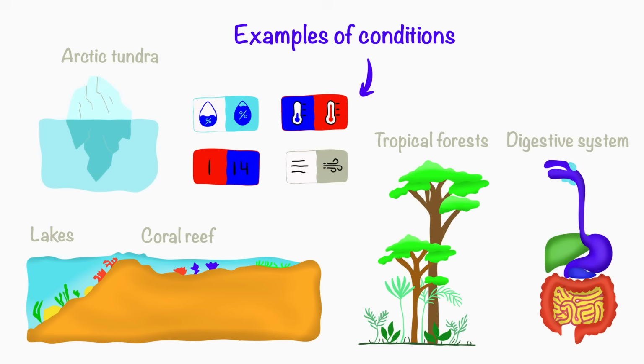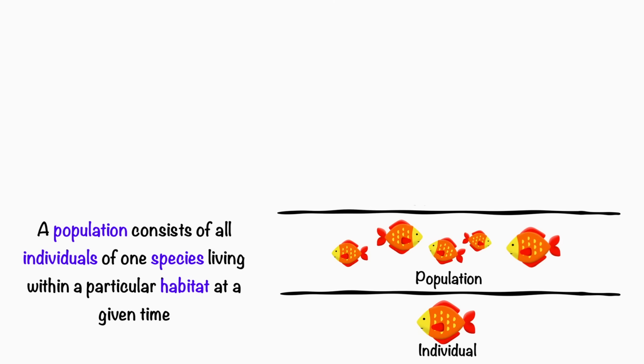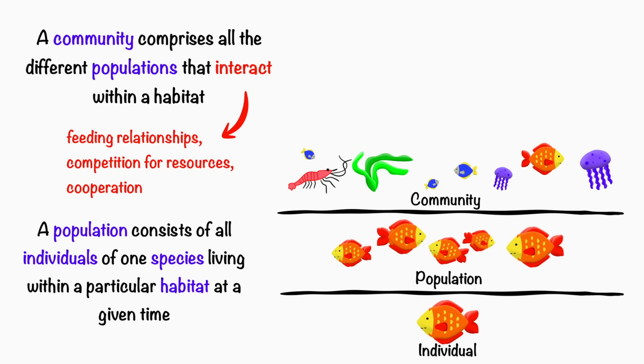Each habitat provides specific conditions that determine which organisms can successfully survive and reproduce there. A population consists of all individuals of one species living within a particular habitat at a given time. For instance, all fish of a particular species in the sea. A community comprises all the different populations that interact within a habitat, forming complex networks of relationships. These species interact through feeding relationships, competition for resources, cooperation, and various other ecological connections that bind them together.